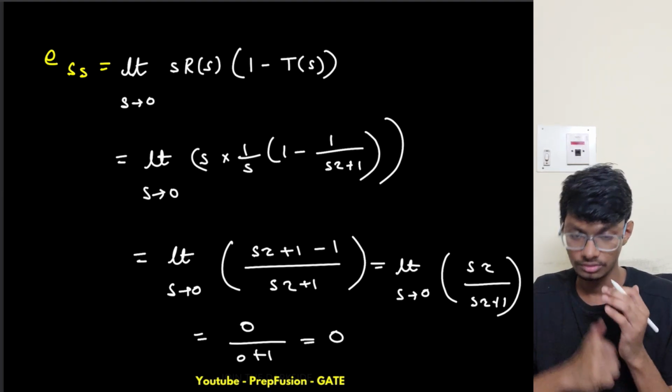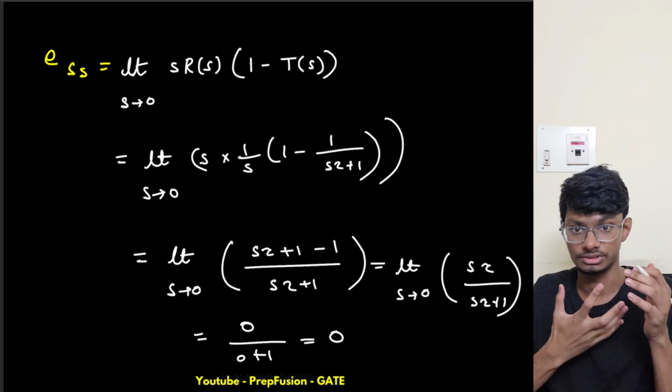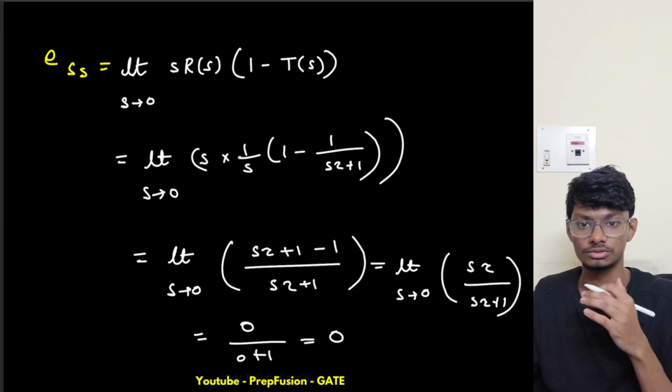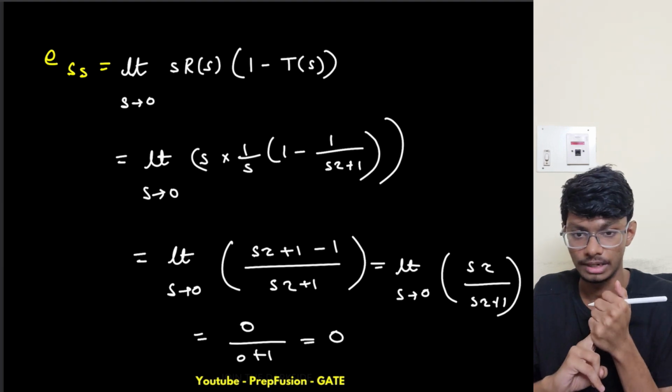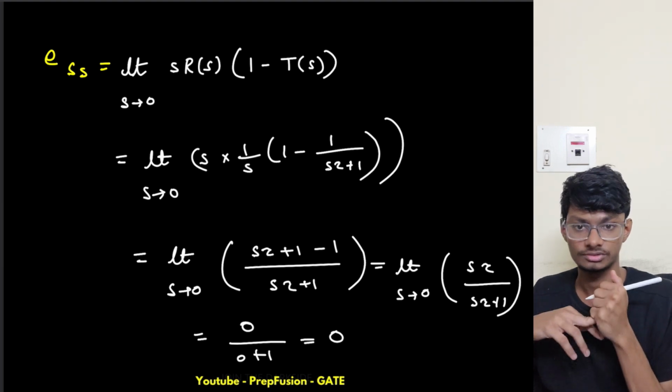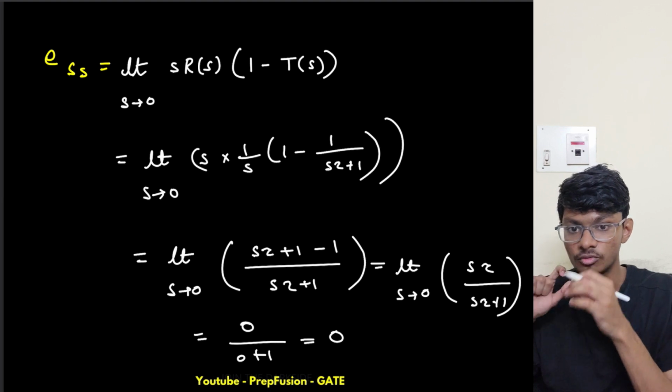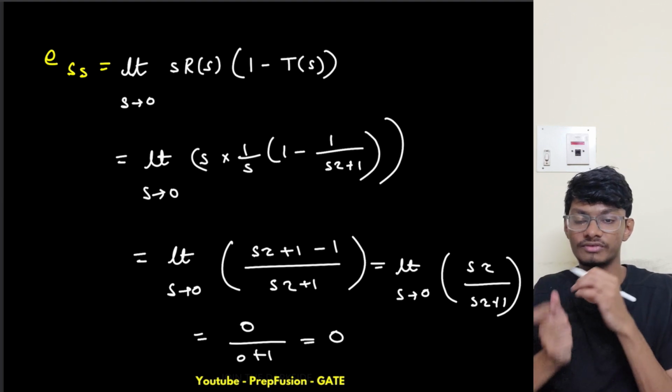In the next lecture, we'll do the responses for other inputs, that is the ramp response, then the parabolic response. All those things we'll do, and we'll also study a few more, different first order circuits.